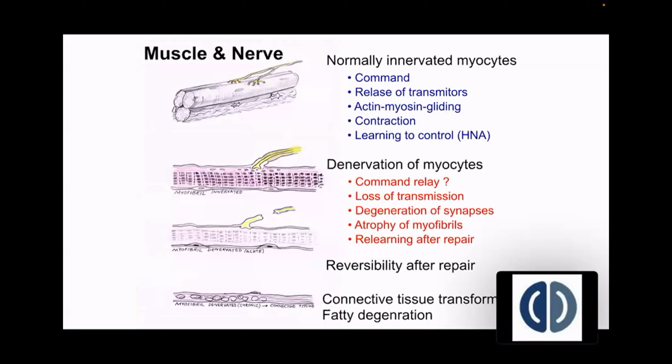A normally innervated myocyte releases transmitters upon a command, upon an idea, a notion, and there is an actin-myosin gliding taking place to cause a contraction, and there is a learning process to control this type of contraction. If a myocyte is denervated, then there is no relay of the command, and there's loss of transmission, and slowly the synapses or the neuromuscular junctions start degenerating, which leads to atrophy of the myofibrils. And there's a long process of relearning after repair, and that is why the physiotherapy is very important.